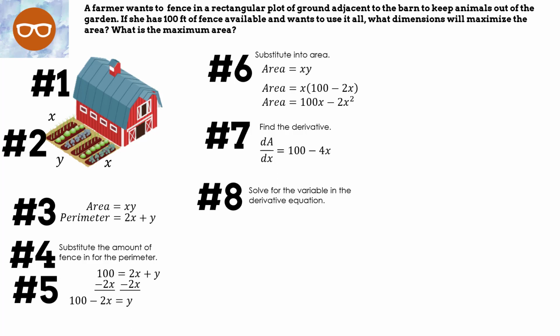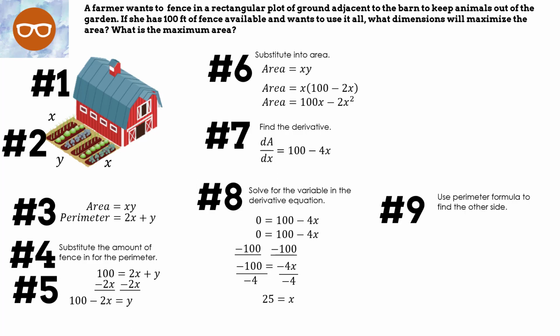Number 8, solve for the variable in the derivative. So we're going to make 0 equal to 100 minus 4x. I'm going to subtract 100 from both sides. Now you could add 4x to both sides. It doesn't matter because we're going to end up with the same answer. I have negative 100 equals negative 4x. I divide by negative 4, and I have 25 equals x. So I have my first dimension.